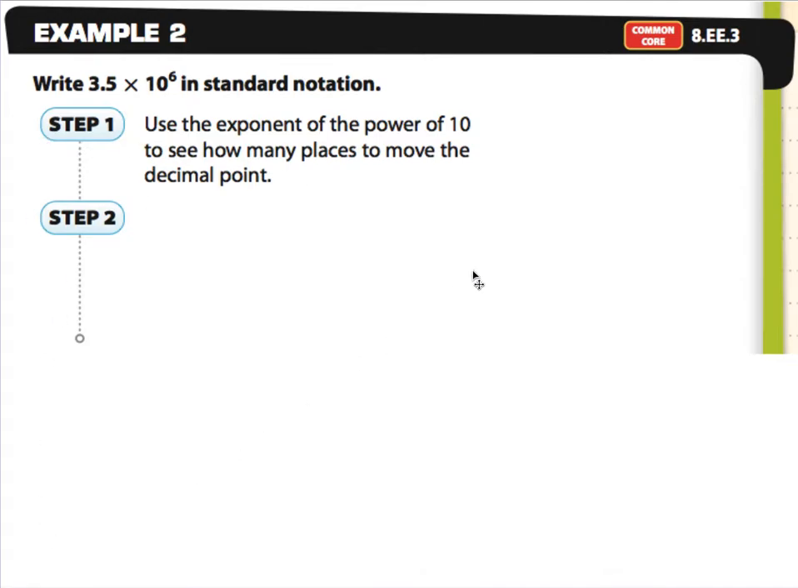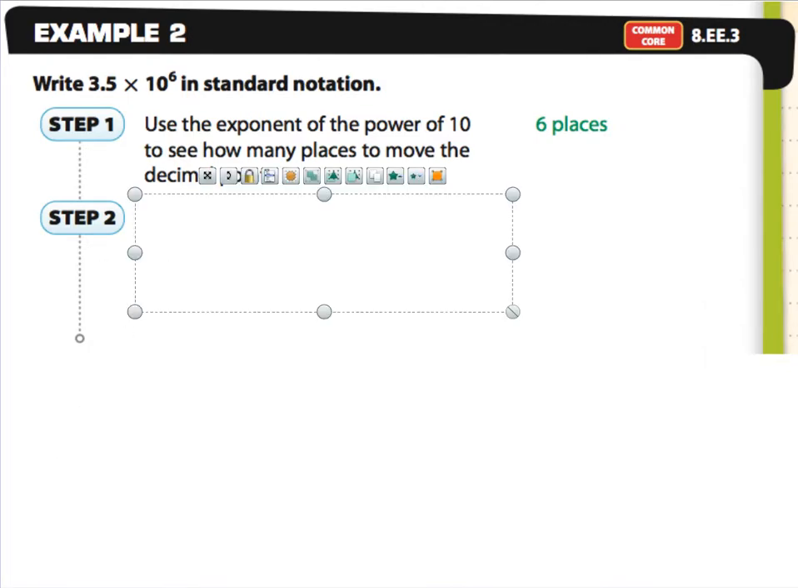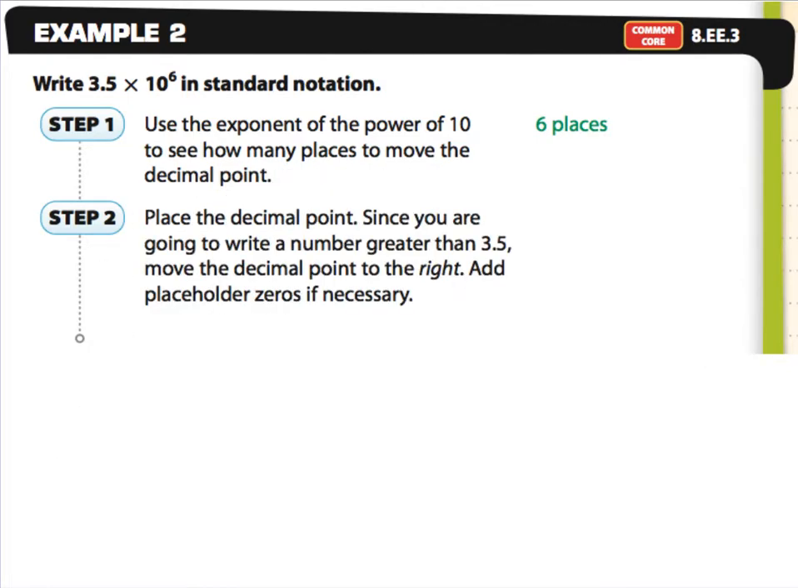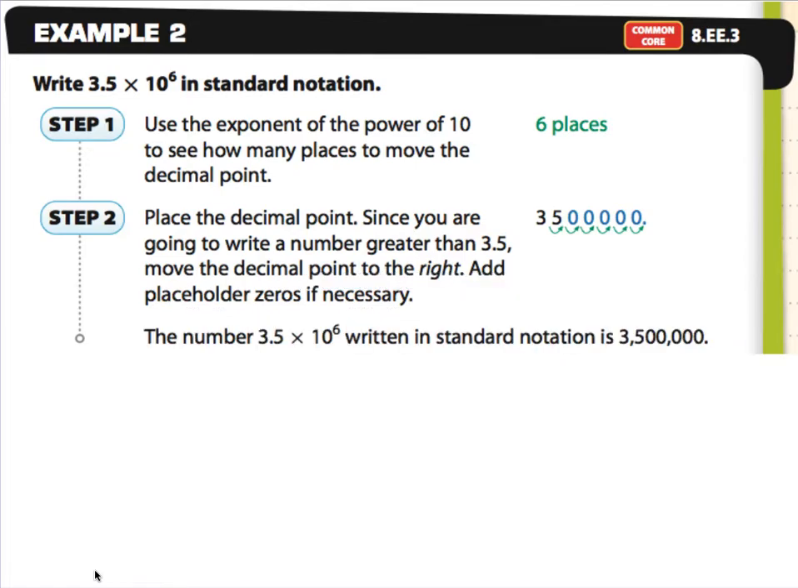So here, this tells me I need to move my decimal 6 places. All right? So since I have to move it 6 places, I'm going to place the decimal by taking the 3 and 5 tenths and moving that decimal 6 places to the right. Now when I move it once, I get to the end of the 3 and 5 tenths, so every time after that, I have to add zeros back on. So in this case, my answer, 3 and 5 tenths times 10 to the 6th power, written in standard notation, is 3,500,000.